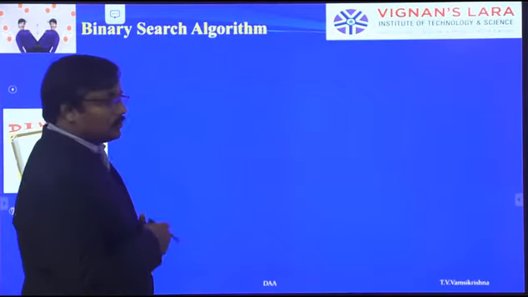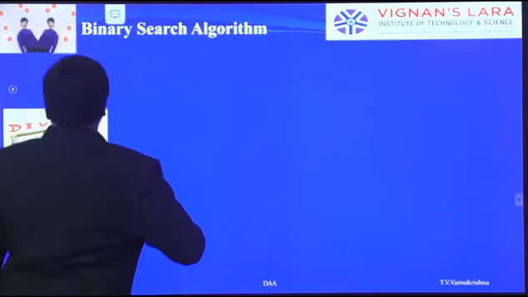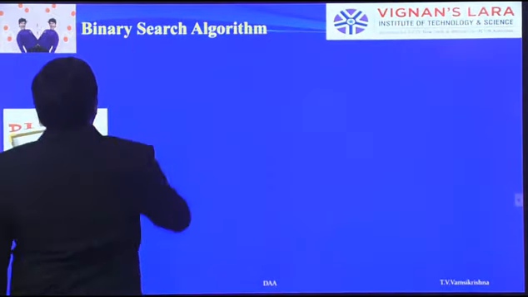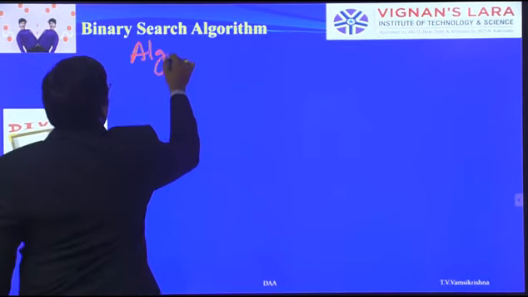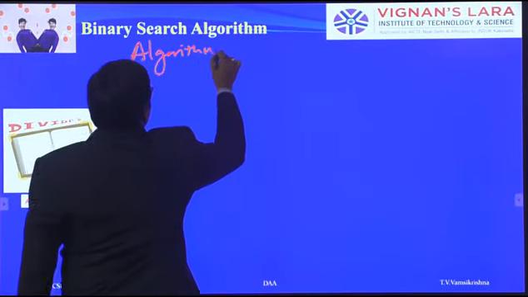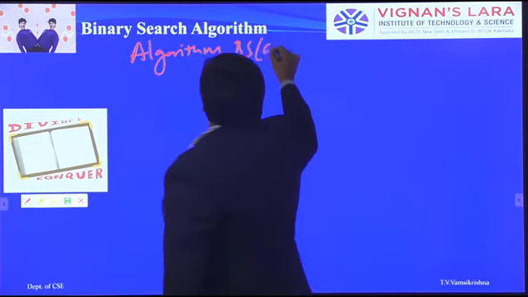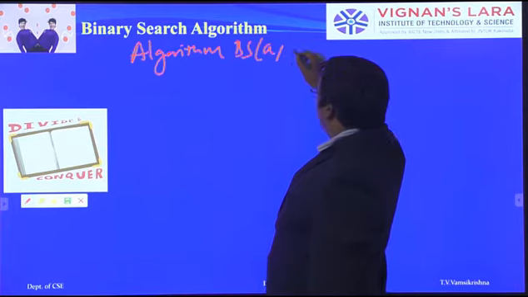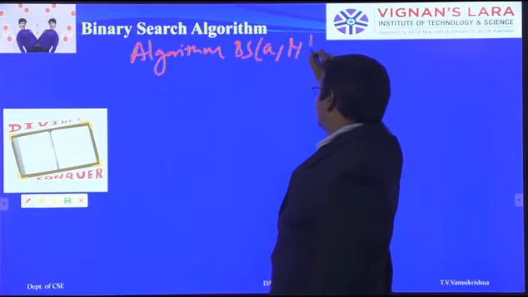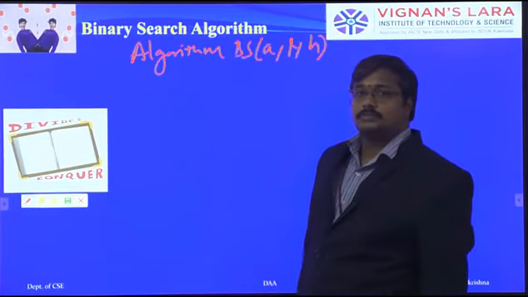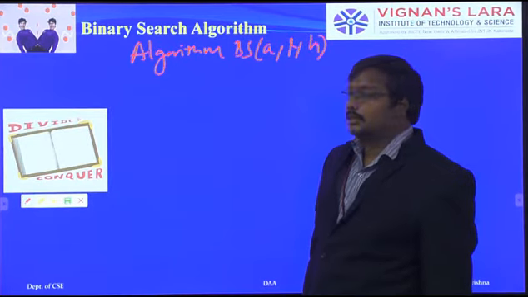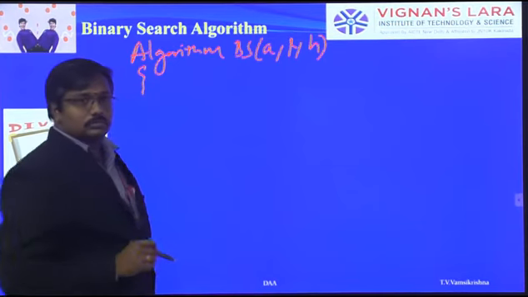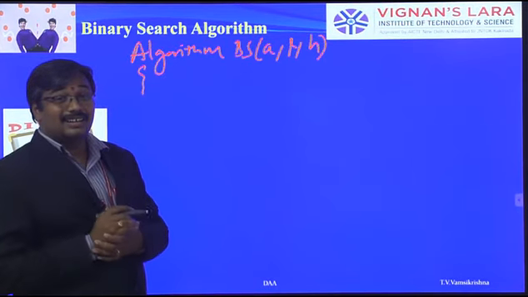Next, how to write an algorithm for this? The algorithm for binary search is very simple. Algorithm binary search, we need to pass 3 arguments. One is A, an array, L is the least index, H is the highest index. So what we have to do? Initially we need to calculate mid.